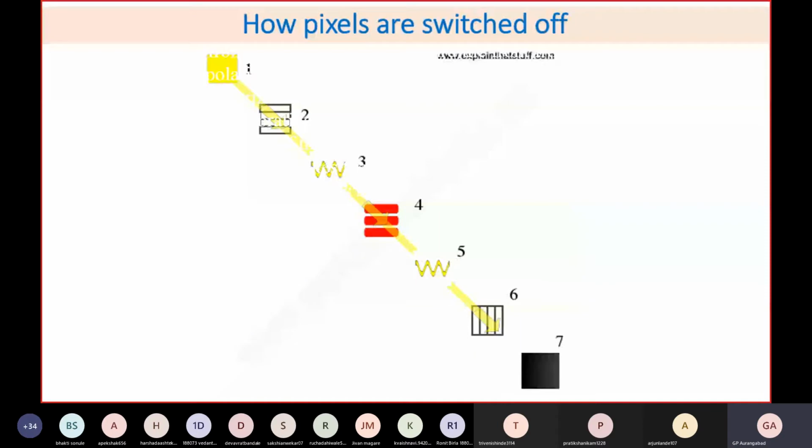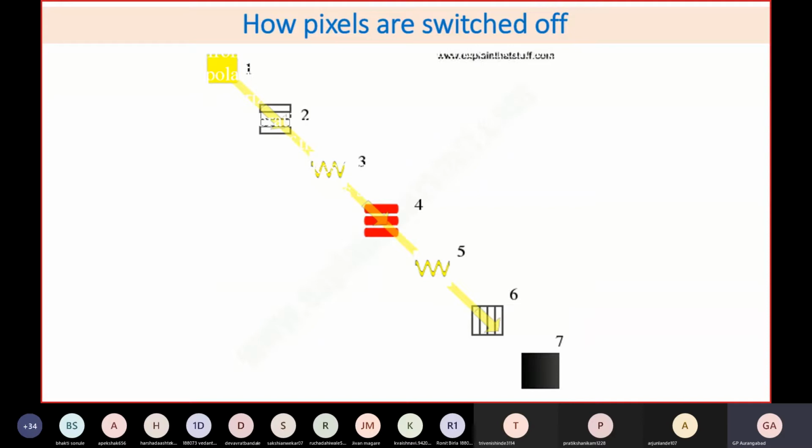That light source is horizontally polarized, so all the light except horizontally polarized will be blocked by the horizontal filter. Only horizontal light will be allowed. Then 3 shows that this is horizontally polarized. At this stage, if you want to make this pixel off, you have to apply the potential across the LCD. When a certain potential is applied across the LCD, that pixel gets straightened up.